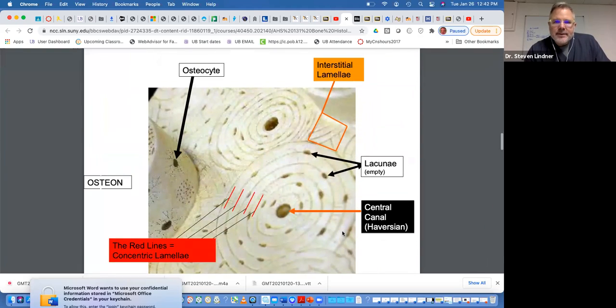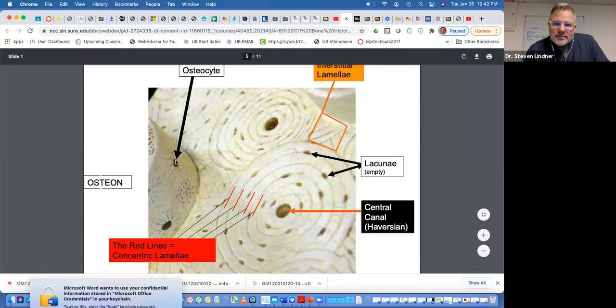Again, a close-up view. These are concentric lamellae, these red lines here going around. These hollowed out cavities that are empty, that's the lacuna. But what sits in the lacuna are the osteocytes, these.